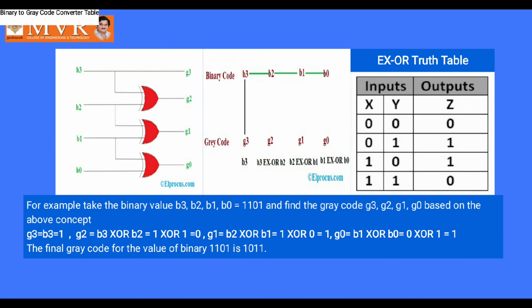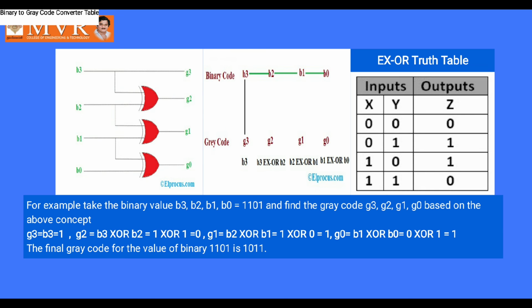See, gray code G3 is written as B3, and the remaining 3 bits are the XOR combination of two binary values. So G2 is XOR of B3 B2, G1 is XOR of B2 B1, G0 is XOR of B1 B0. See, it is not only for 4 digits, it is even for 5 digits, 6 digits, 7, any number of digits, it is the same.